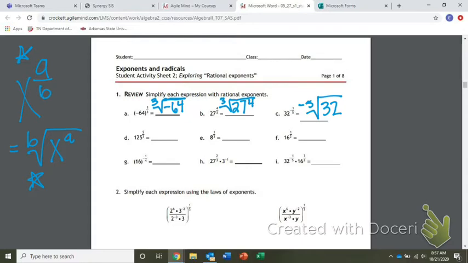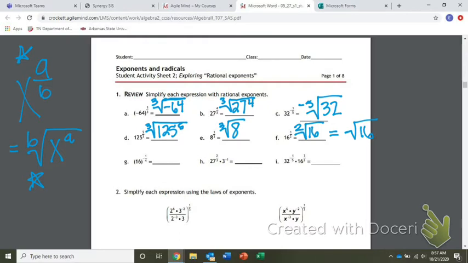Next, we have a cube root of 125 raised to the 5th power. On E, we have a cube root of just a simple 8. On 16, we have a square root. So do we need to write this too? No, we don't need to. So this is the same thing as 16, the square root of 16.